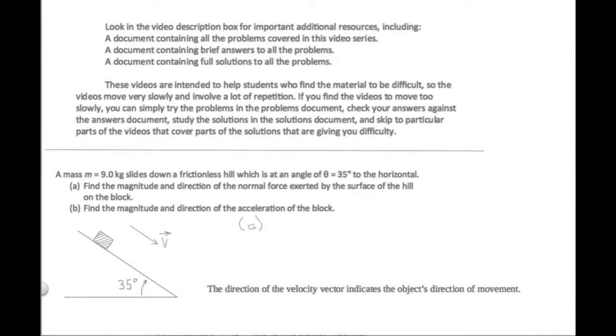The question asks for the magnitude of the normal force, and a good symbol for that would be a lowercase n without the arrow. Remember that with the arrow, it would indicate the complete normal force, including direction. The symbol without the arrow means the magnitude. Always try to use the exact right symbol. But also notice we need to find the direction of the normal force.